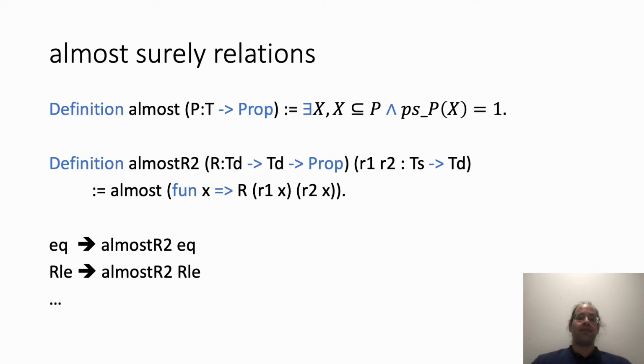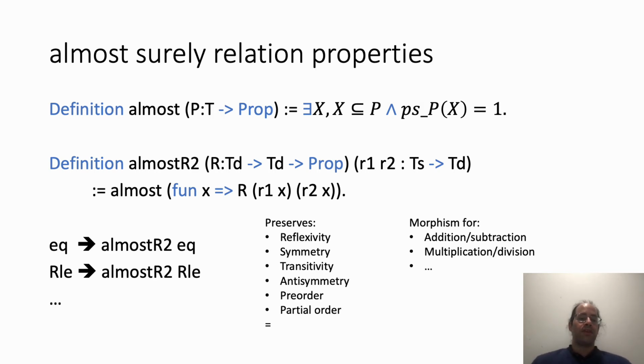This allows us to lift binary relations such as equality or the less than or equal relation on reals into almost relations. This is particularly useful because the almost R2 lifting preserves many important properties such as reflexivity, being a pre-order, a partial order, other things like that. So almost R2 RLE is automatically a pre-order because the real less than or equal relationship is a pre-order. Additionally, these things are often morphisms for common operations like addition, subtraction, multiplication, division. So if two things are almost less than or equal and you add them to two things almost less than or equal, the result is almost less than or equal.